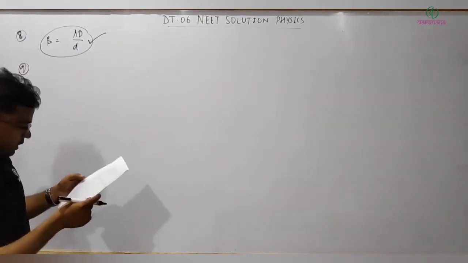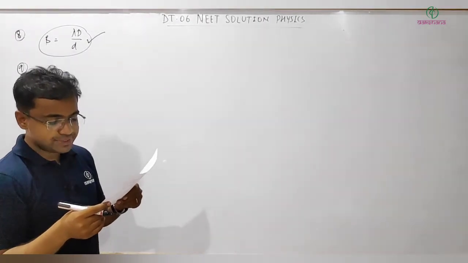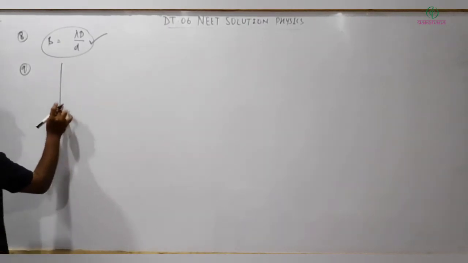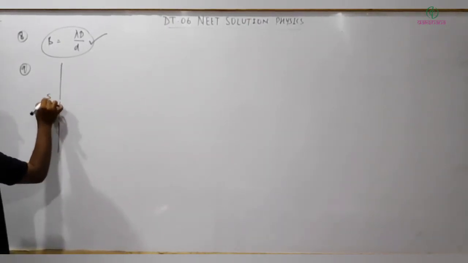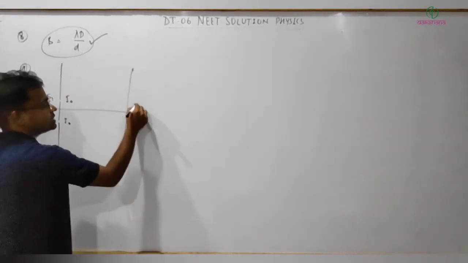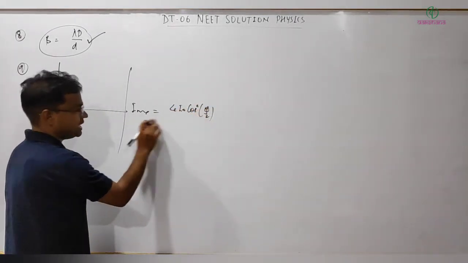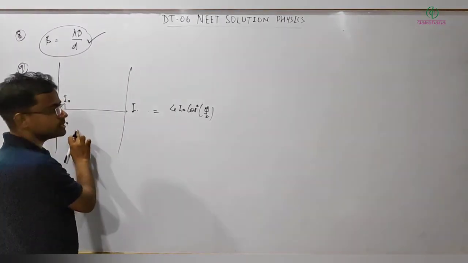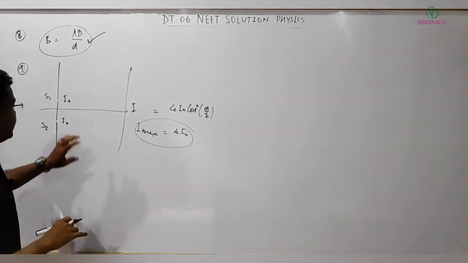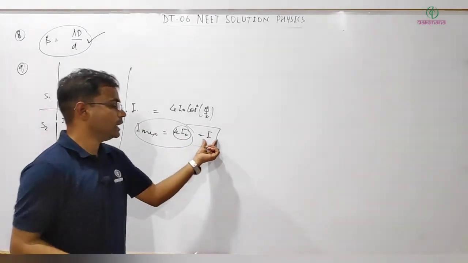Question number 9. In YDSE, the intensity of maxima is I. If the width of each slit is doubled, the intensity of maxima will be, yes. So what is happening here? We have two slits, this is slit 1, slit 2. Let's say the intensity from each is I naught, then the intensity we get is 4 I naught cos square phi by 2. Basically the general expression is this, and we get I max equal to 4 I naught. This I max is given as I, so the 4 I naught value is equal to I.